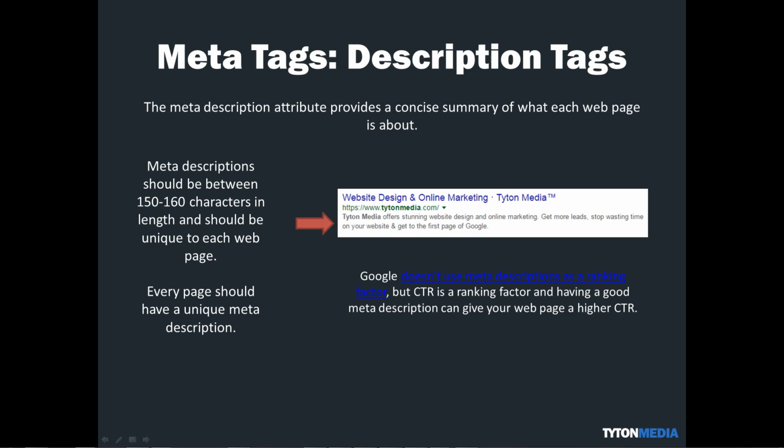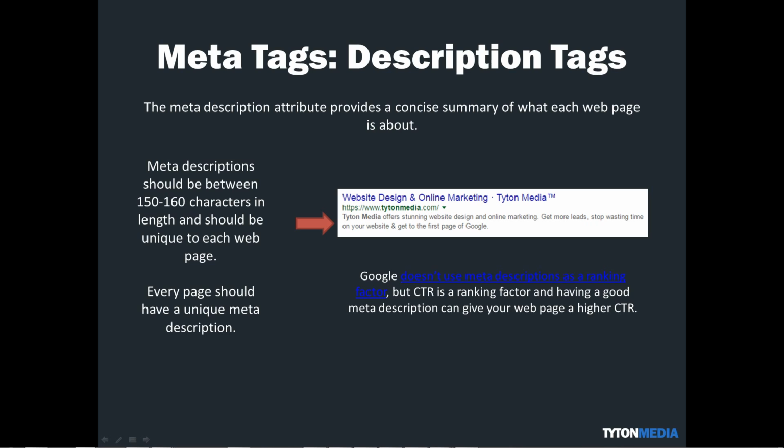So next is the meta description. What this does is it provides a summary of what each page is about, and this piece is also used in both the search engine results pages as well as on social media sites. So in the SERPs, Google uses the meta description as that small text description of a site that you see when you search for a site. And it's important to remember that Google doesn't actually use meta descriptions as a ranking factor, but instead it uses the click-through rate as a ranking factor.